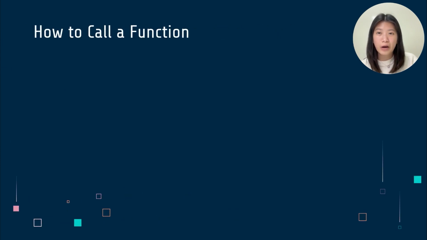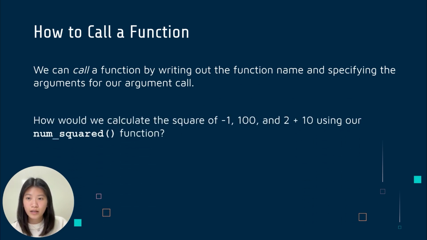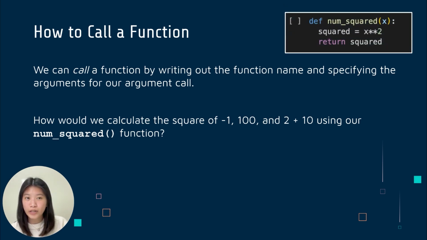So let's talk about how we can call a function. We can call a function by writing out the function name and specifying the arguments for our function call. As an example, how would we calculate the square of -1, 100, and 2 plus 10 using our num_squared function? And as a reference, this is how we defined our num_squared function.